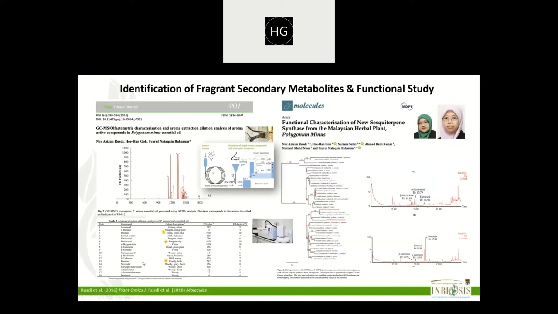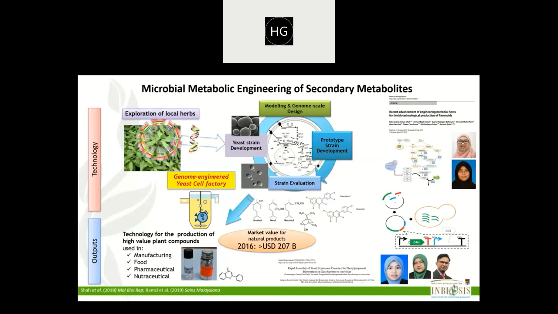The student actually found a new terpene synthase gene and managed to overexpress it and produce some of the sesquiterpenes from the gene itself. For your information, to characterize the fragrance, you use this GC-MS olfactometric approach, also known as the electronic nose, e-nose. We have this at INBIOSIS. If you are interested, you can get in touch with Dr. Ain.